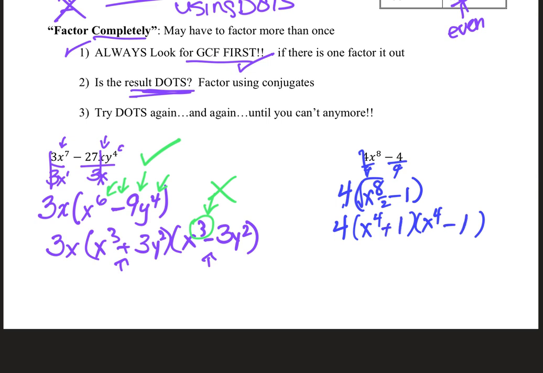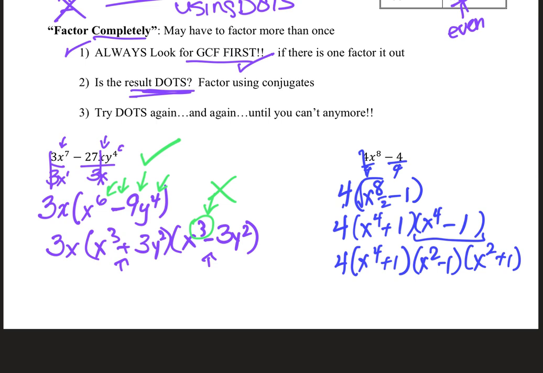Oh, but look. We still have to see if we can keep going. Now, 4 can't go anymore. X to the 4th plus 1 can't go anymore because it's a plus. X to the 4th minus 1 can. 4 is even, 1 is a perfect square, and that's a minus sign. So it's x squared minus 1 and x squared plus 1. That's this piece factored. Now, the other pieces couldn't be done.